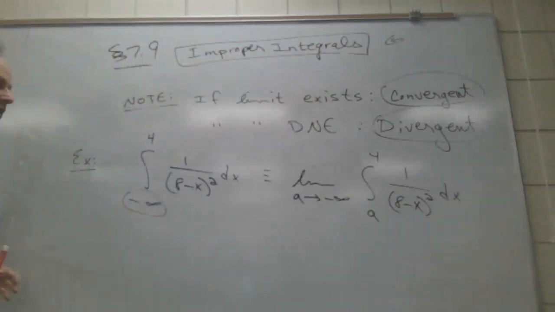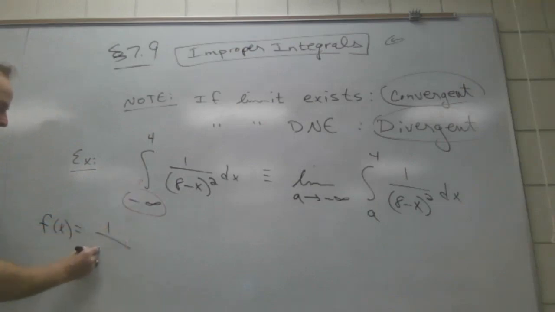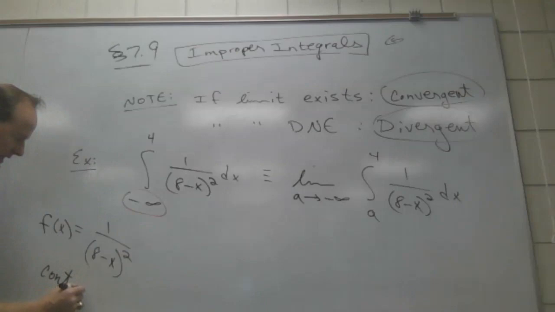Now, this is okay as long as f is continuous. Left of what? Left of 4, right? Is it? What's f of x? One over (8 minus x) squared. Where's this continuous at? Where's it not continuous at? That might be easier. At x equals 8. So it's continuous if x doesn't equal 8. You plug in 8, you're dividing by 0, right?